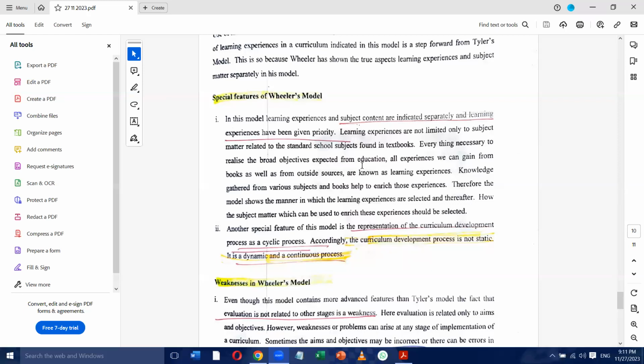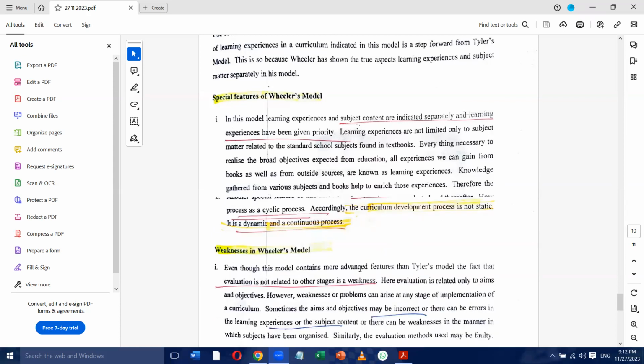So Wheeler has given the choice to the teacher. In other words, that is the interpretation of these things. So we'll see the weakness in Wheeler's model. That is also given there, because it is something developed by humans.